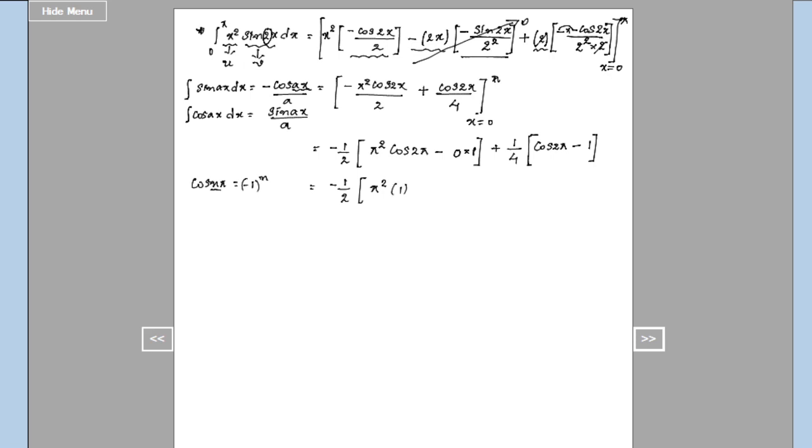Minus 0 into anything is 0. Plus 1 by 4 cos 2 pi. Again cos 2 pi is 1, and 1 minus 1 is 0. So now you are left with minus 1 by 2 times pi square into 1, which is pi square, minus 0, so it becomes pi square. Finally the answer is pi square by 2 for the given problem, the integral from 0 to pi of x square sin 2x dx.